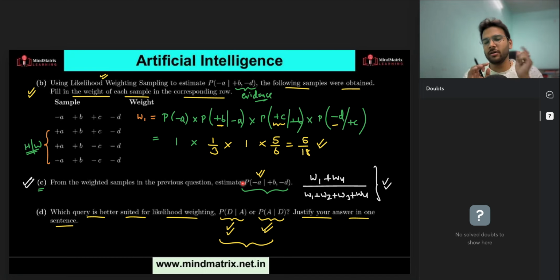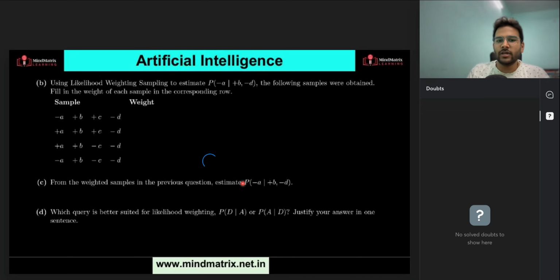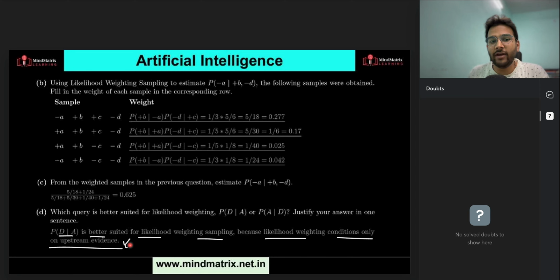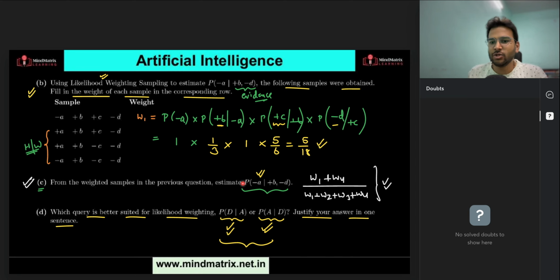Because based on the previous evidence, we can find out the probability of D. That will be much better if we are using likelihood weighting, right? If you see here, the answer is very simple that we have already seen. Carefully see this. Probability of D given A is better suited for likelihood weighted sampling. Why? The reason is very simple, because likelihood weighting conditions only on upstream evidence. Yes or no? You calculate.